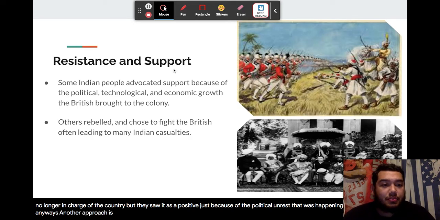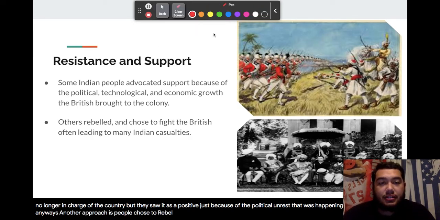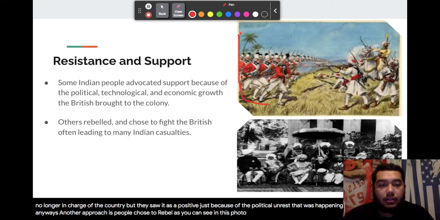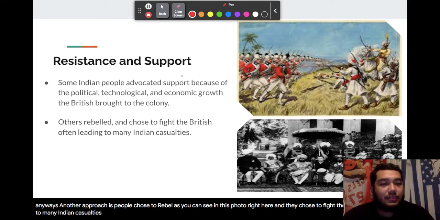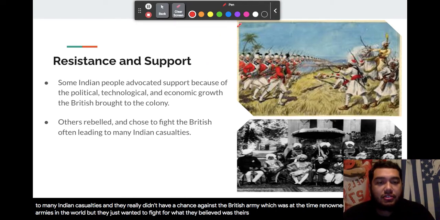Another approach is people chose to rebel, as you can see in this photo right here. And they chose to fight the British, often leading to many Indian casualties. And they really didn't have a chance against the British Army, which was at the time renowned as one of the best armies in the world. But they just wanted to fight for what they believed was theirs, which is, I think, very admirable.